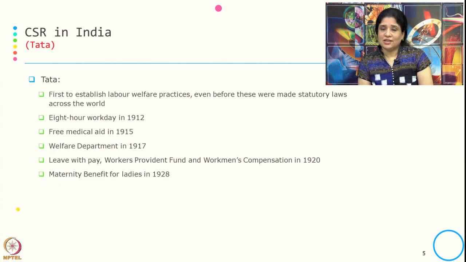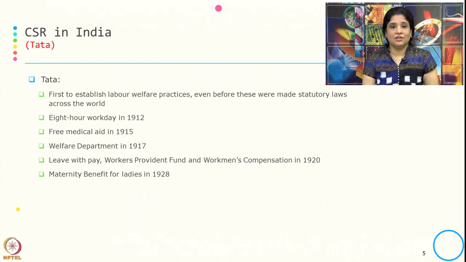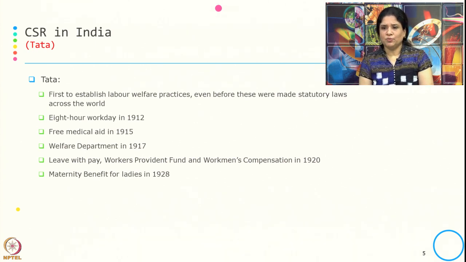When we talk about CSR, the first name that comes up is the Tata Group. They were among the first, when the name CSR was not yet defined or operationalized, to work out what should be part of CSR activity. They were the first to establish labor welfare practices, even before these were made statutory laws across the world. They introduced the 8-hour workday in 1912, free medical aid in 1915, a welfare department in 1917, and leave with pay, worker provident fund and workmen's compensation in 1920, and maternity benefit for women in 1920. All this information is adapted from internet sources on the history of CSR in India.